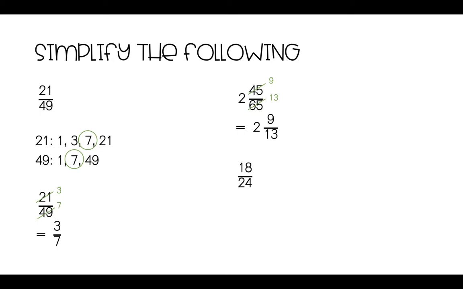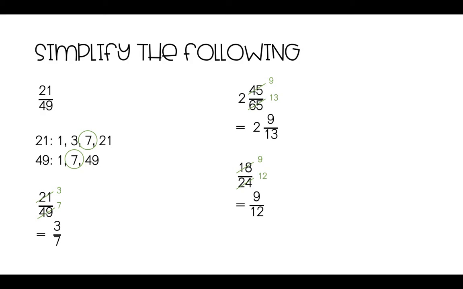So with this last one, I'm going to show you what happens if perhaps you don't get the highest common factor, but you still get a factor. In this case, maybe the highest common factor is 2. So I'm going to divide both by 2. 2 goes into 18 9 times, and 24 divided by 2 gives us 12. So we go down and we've got 9/12.